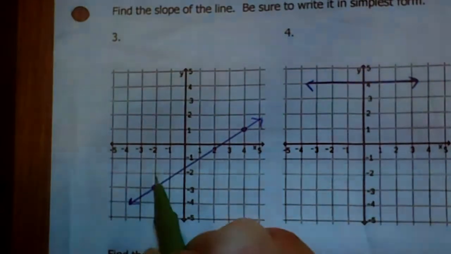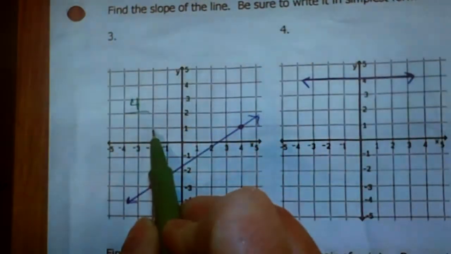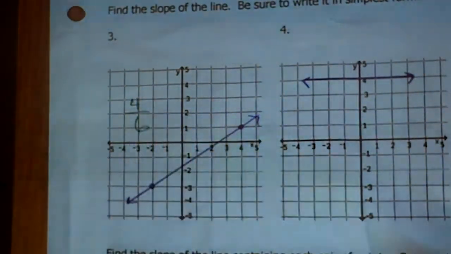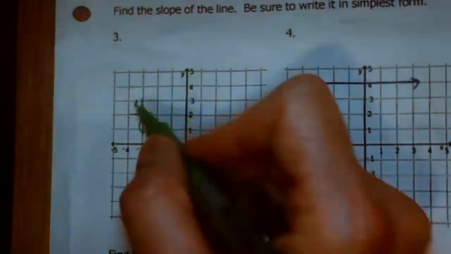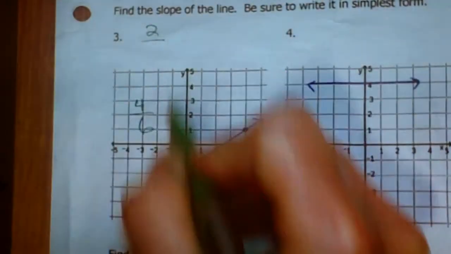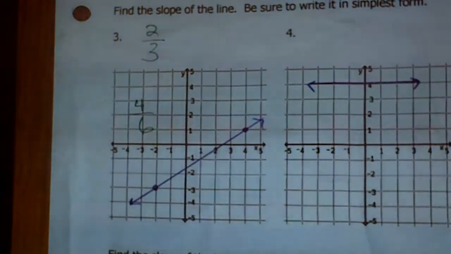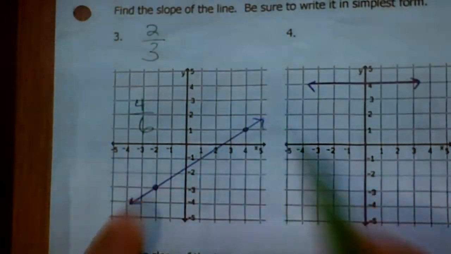So for number 3, if I'm going from this point to this point, I would have to go up 1, 2, 3, 4. And from here, I'd go right 1, 2, 3, 4, 5, 6. So initially, you get 4/6. That can be simplified. 2 goes into 4 twice, 2 goes into 6 3 times. So this line has this positive 2/3 slope. It should make sense that it's positive because the line is going up towards the right.